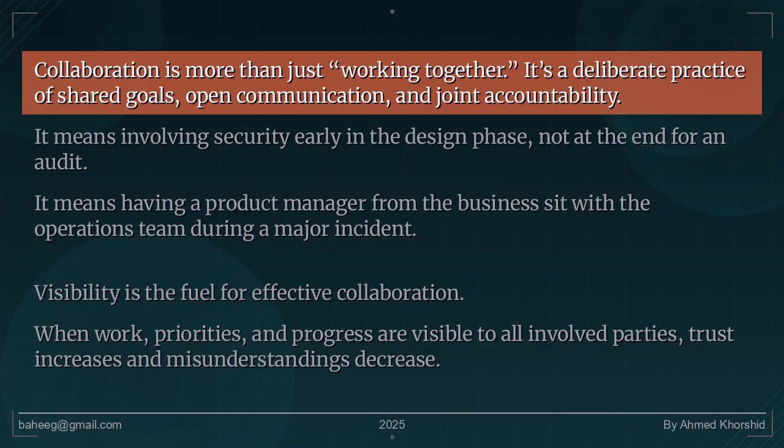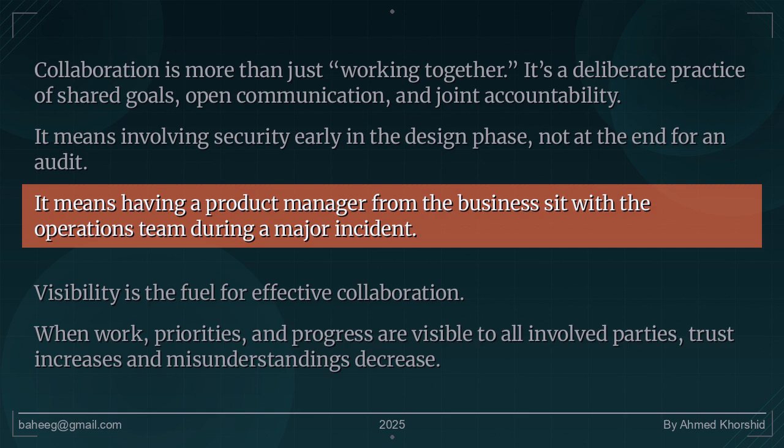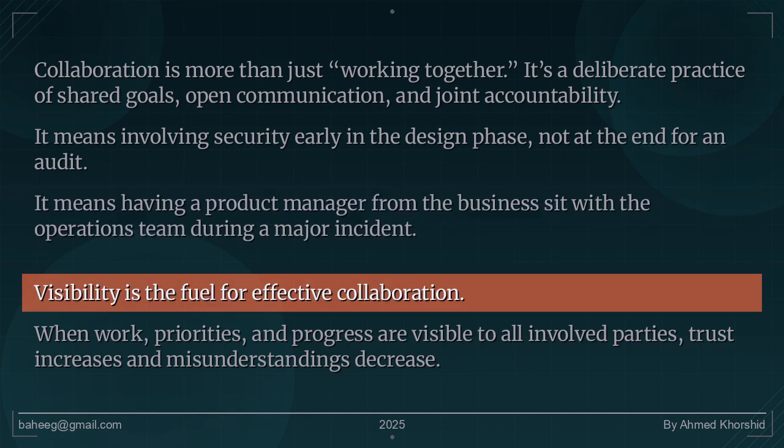Collaboration is more than just working together. It's a deliberate practice of shared goals, open communication, and joint accountability. It means involving security early in the design phase, not at the end for an audit. It means having a product manager from the business sit with the operations team during a major incident. Visibility is the fuel for effective collaboration.